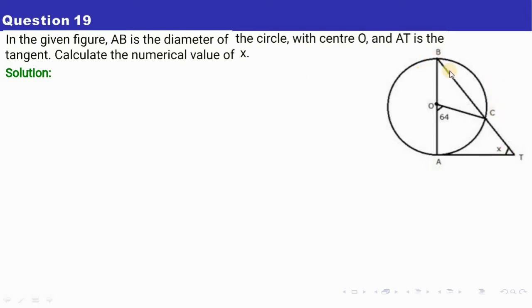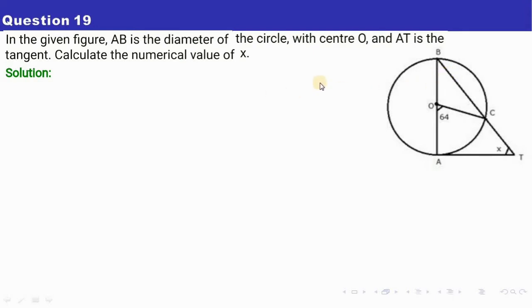Let's observe this triangle first. We know that AT is the tangent, and OA is the radius, so this angle will be 90. If you see this triangle ATB, if we know this angle, then we will be able to find x, because the sum of interior angles will be 180 degrees. So first let us quickly find how much this angle is.